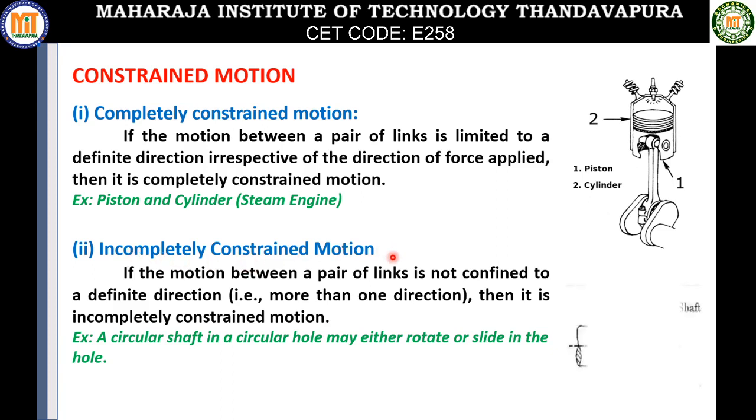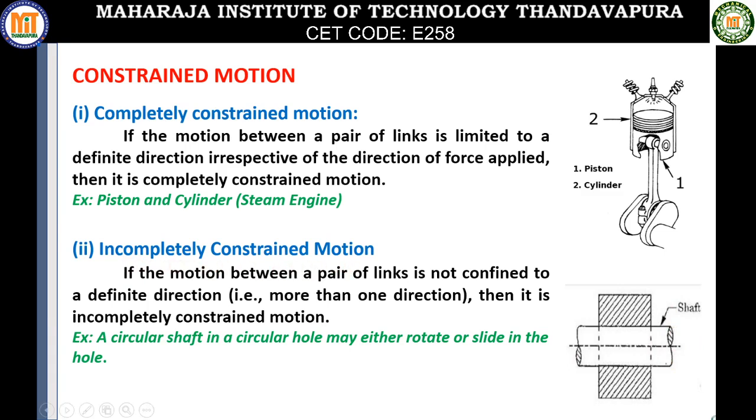The best example here is a circular shaft that is inserted into a circular hole. See, the circular shaft can slide and also it can rotate. So there are two different ways in which it can move, right? So a circular shaft in a circular hole may either rotate or slide in the hole. That is the example for incompletely constrained motion.